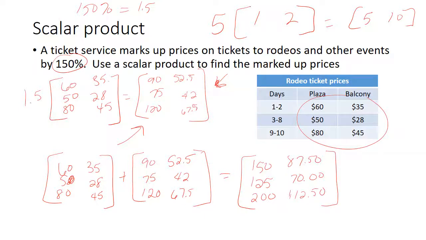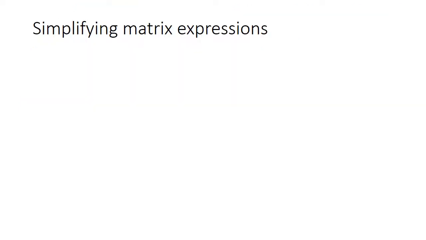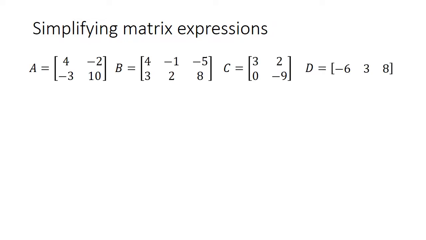Pretty steep markup there, but that should make sense because if you did something by 100%, then you've doubled it. So 150% is going to be 1.5 times bigger. So those are going to be expensive. So you can see that we can take scalars and addition and subtraction and use them together. That is called simplifying matrix expressions. So let's do a couple of those.